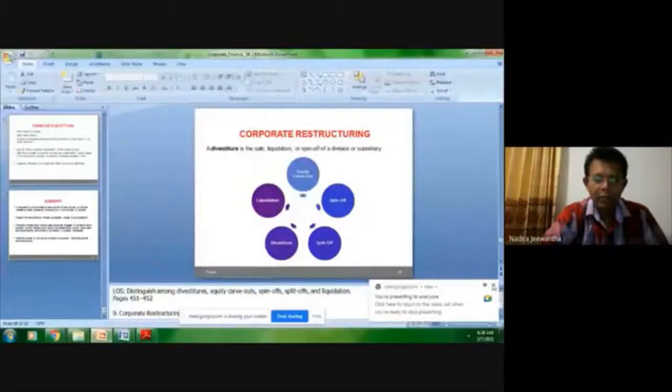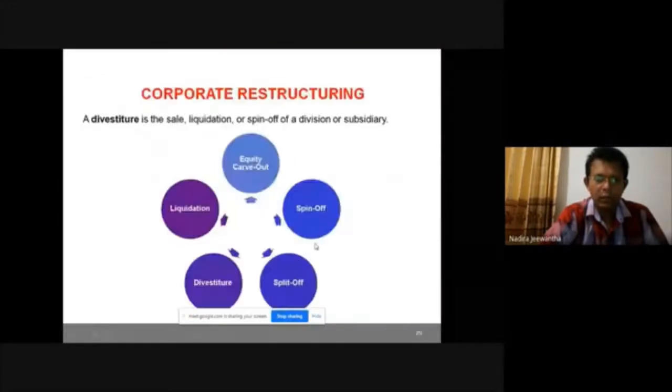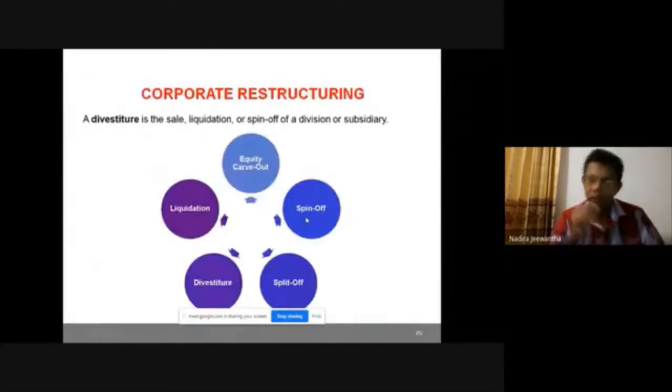Now, we have been doing mergers and acquisition. There we have completed our topic mergers and acquisition. Then we need to start this. Sorry, corporate restructuring. Right. So basically, corporate restructuring means what? Corporate restructuring means loss-making companies you turn around to profit-making companies.